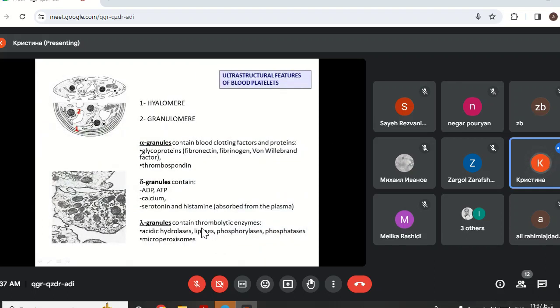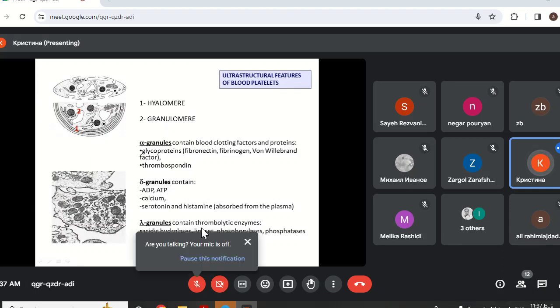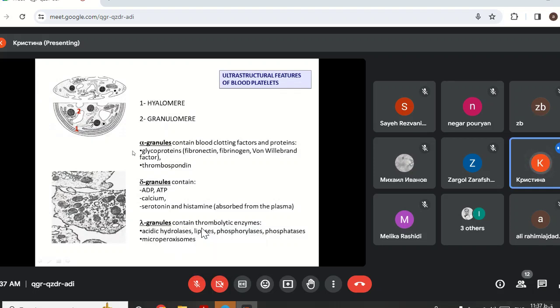So this is a kind of top view, and this is a cross-section of a platelet. At the periphery we have the hyalomere with microtubules, very well seen here, and here they are in cross-section, and granulomere with granules and some organelles. What about granules? We have three types. Alpha granules contain blood clotting factors and proteins. It means that they serve for blood coagulation and blood clotting.